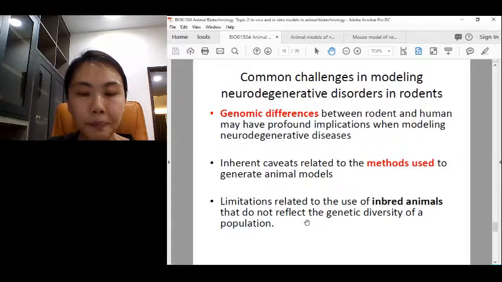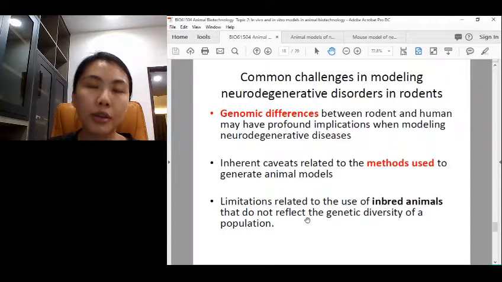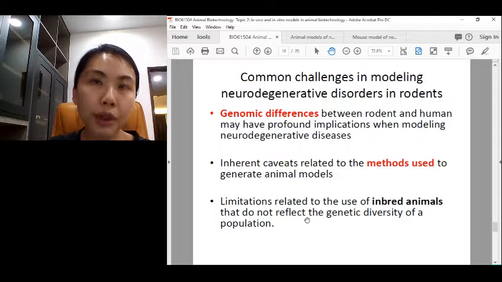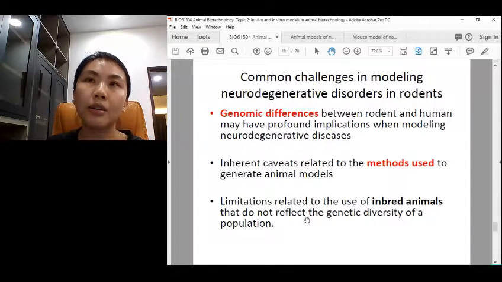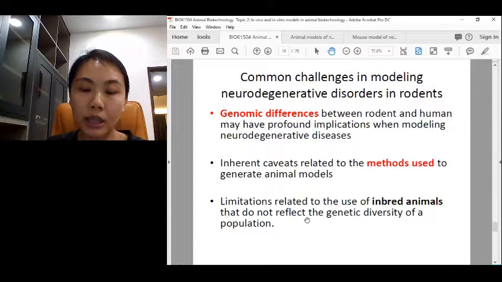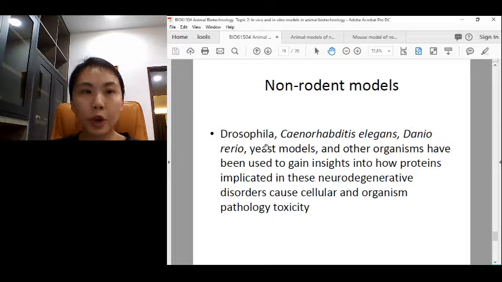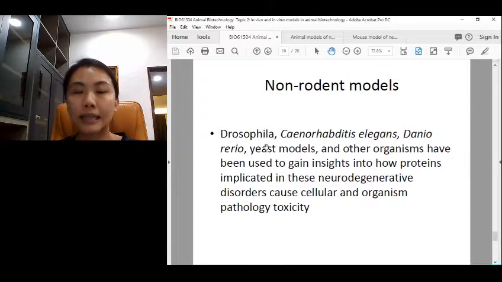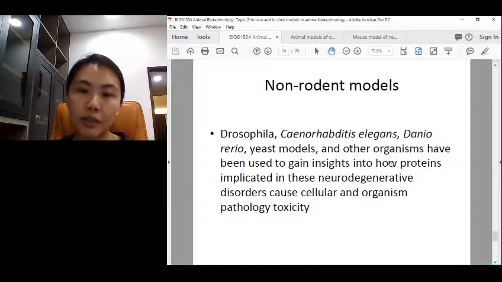So when we are testing the similarities between animal models and human disease, most of the animals that we are using are inbred animals, meaning that they have limited genetic diversity, which is very different from the overall human population and the diversity it brings. So we will also look at some non-rodent models, for example, Drosophila, C. elegans, yeast models, or even the zebrafish. They are also used extensively to understand neurodegenerative disease and the pathology.